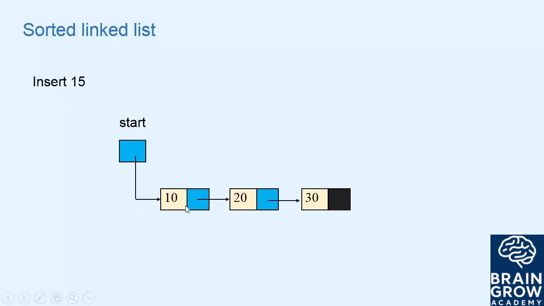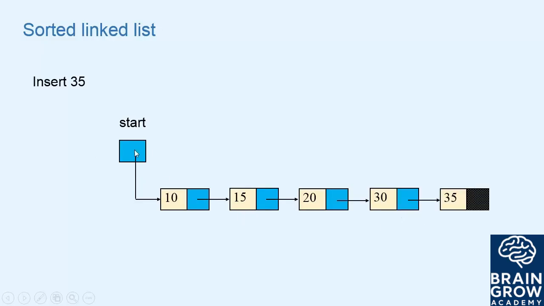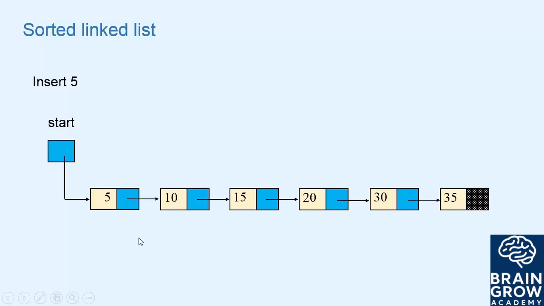Now we have to insert 15. It will be inserted between these two nodes. Now we have to insert 35. It will be inserted at the end. 5 will be inserted in the beginning of the list.